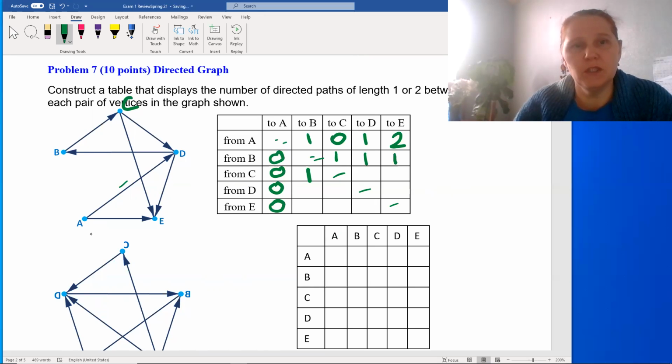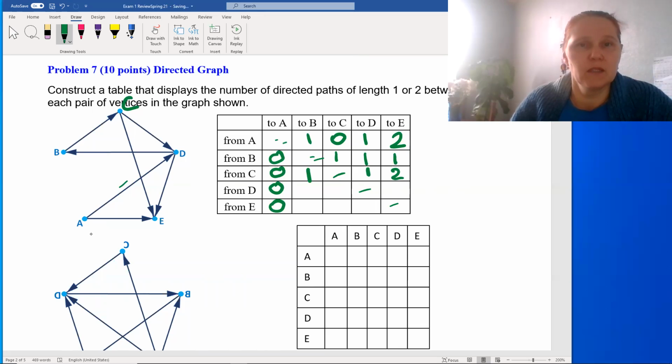From C to D, also only one way. From C, you can go either to D or to E, but you can go E, D. So there is only one way. From C to E, look, from C, you have 2 edges going out, and both of them can lead to E. So there are 2 ways from C to E.